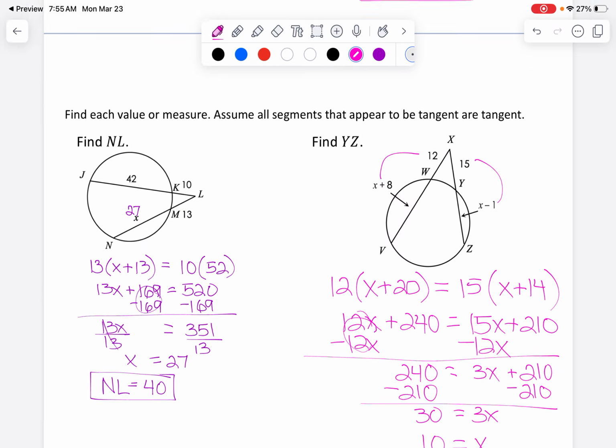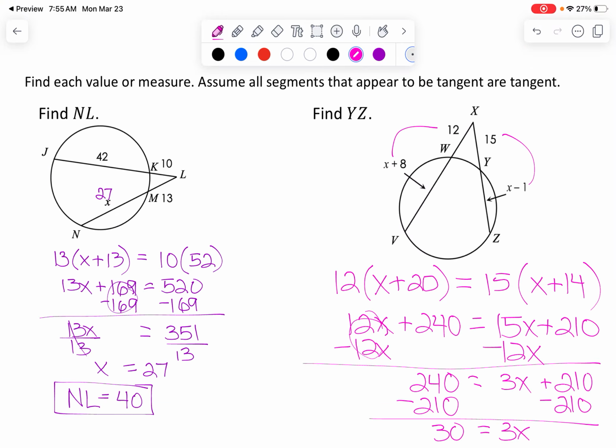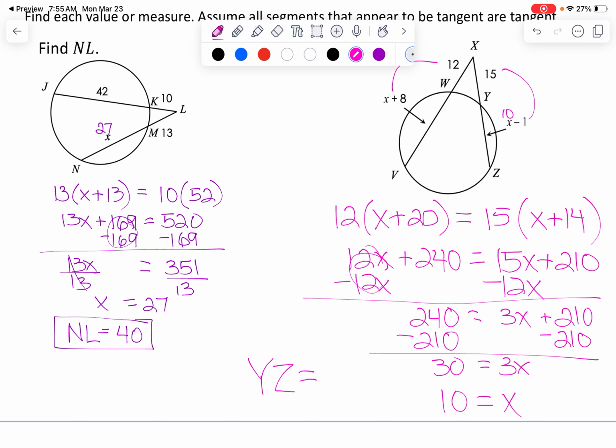Okay. Now we need to, let's go back up here. We need to find yz. Okay, well, this is not so bad. So this is 10 now. So 10 minus 1. So yz, I guess I should write it maybe down here. yz equals 9. 10 minus 1. Okay. All right, I have a couple more, and then we're going to try one that's a little bit trickier.